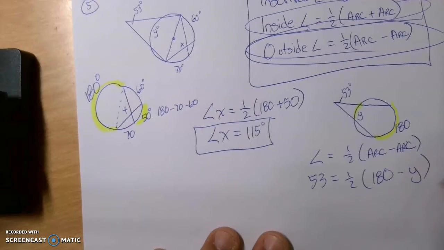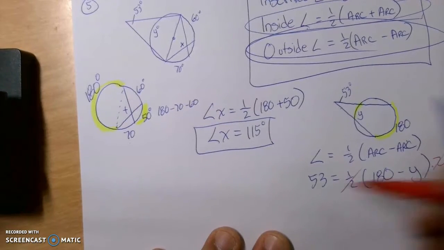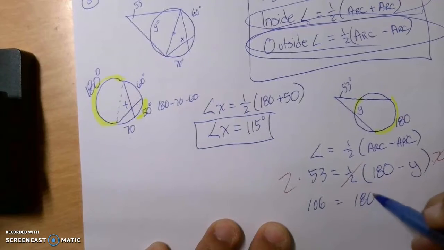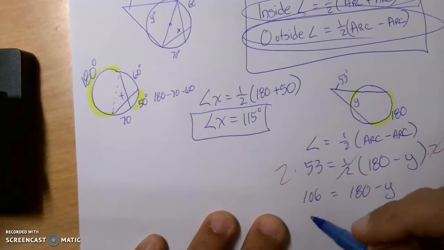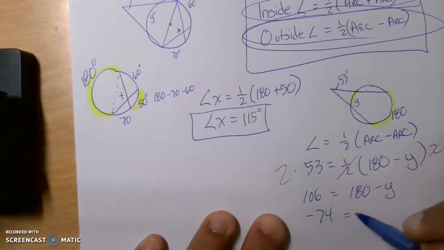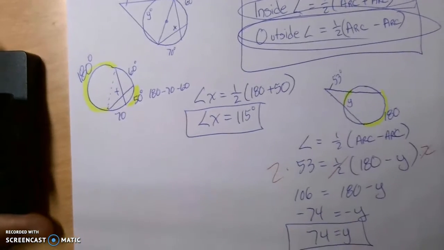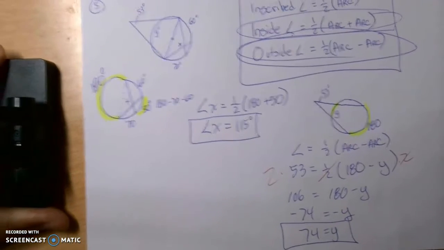Let's multiply by 2 here to get rid of this half. Multiply by 2, you get 106 is equal to 180 minus Y. Minus the 180, you get negative 74 for negative Y, and then positive Y is equal to positive 74. Now that's an arc. That is arc Y there. And this is how you do number 5.